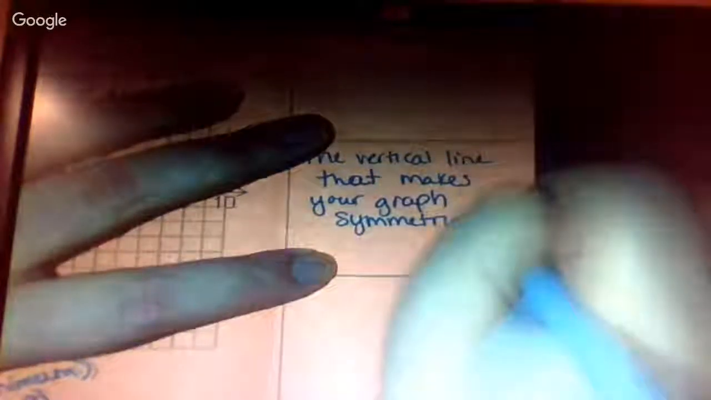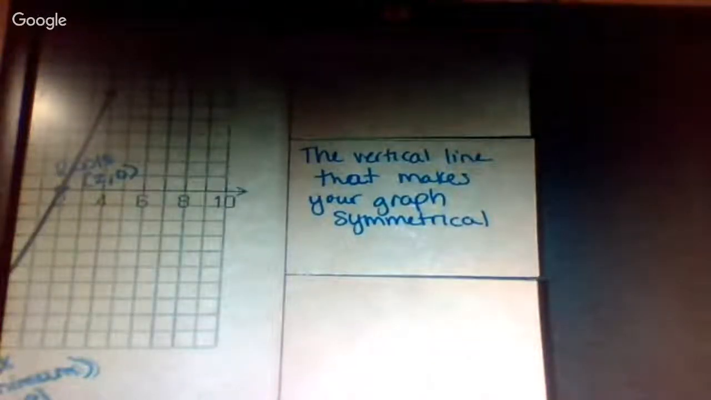Okay, let's jump to the other side. Let's talk about your axis of symmetry. First off, what does the word symmetry mean? Half and half. So your axis of symmetry is the vertical line that makes your graph symmetrical. It will always, always be vertical.